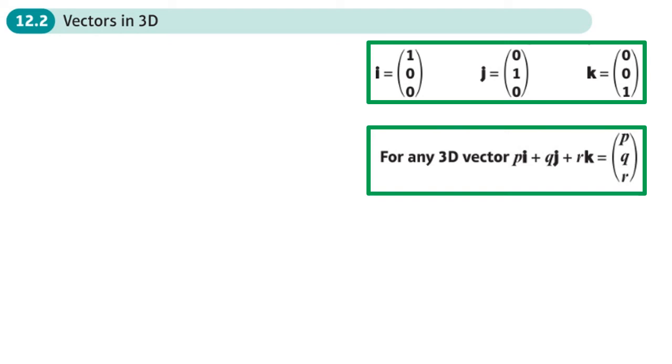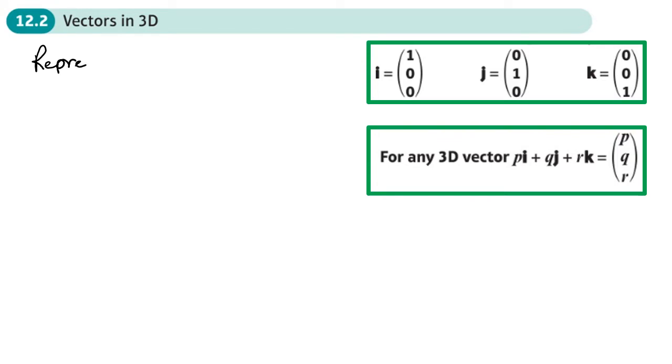This is the second section in the vectors chapter, and this is vectors in 3D. Basically what we're looking at is the different notation we can use to represent a vector in 3D, and it's the same type of notation that we've used in year 12 vectors, but just with an extra number. So, three different ways actually that we can represent a vector in 3D.